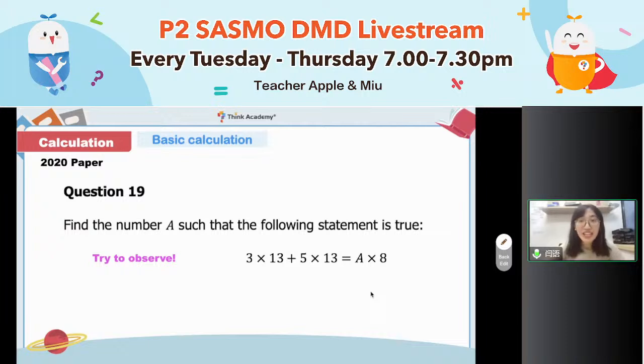The key point here is that you need to understand the meaning of multiplication. Is it a bit hard? I give you some time to think about it, okay? Yeah, what is A? To figure out the unknown variable A. What is A?